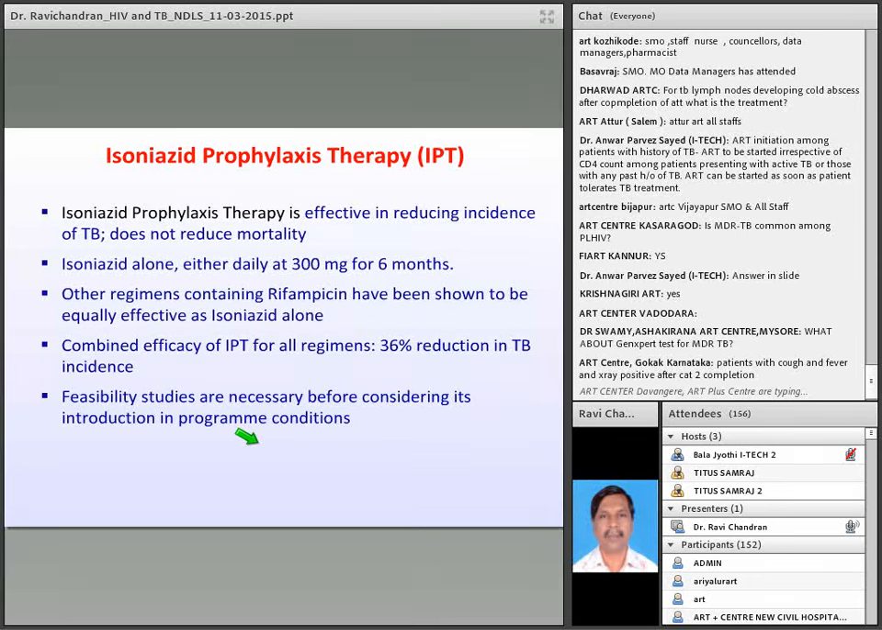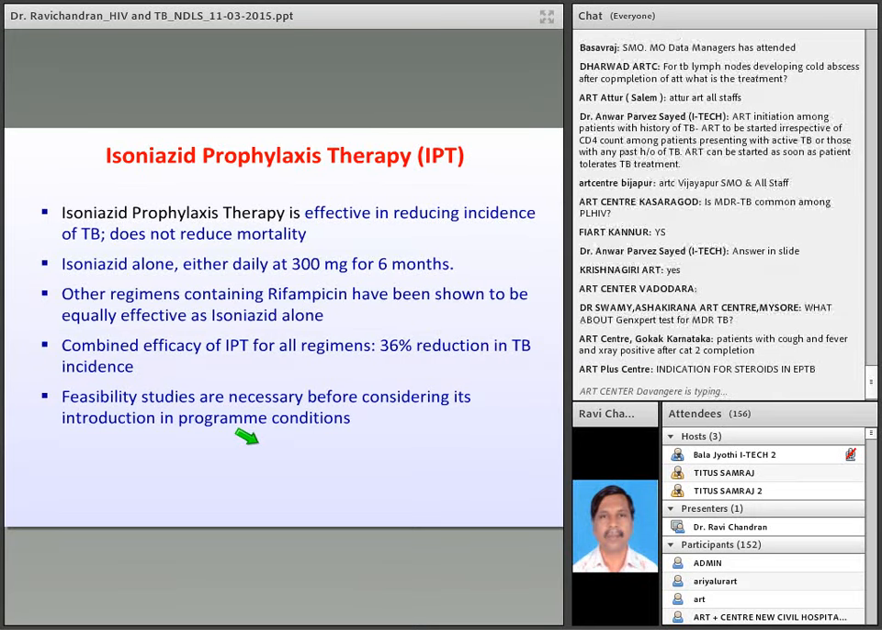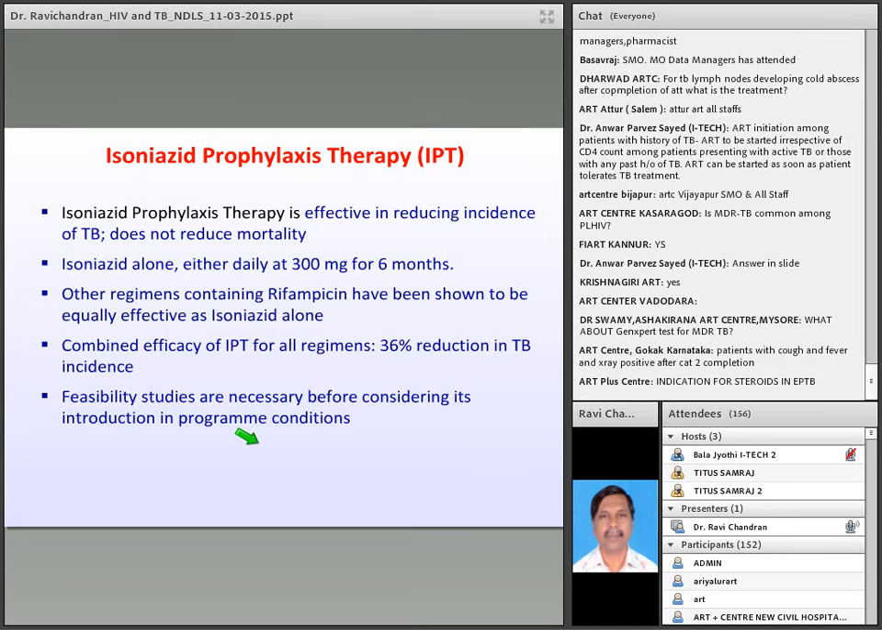Other regimens containing rifamycin have also been shown to be effective. The combined efficacy of isoniazid prophylactic therapy for all regimens is a 36% reduction in TB incidence. Feasibility studies are necessary before considering its introduction in the program conditions.